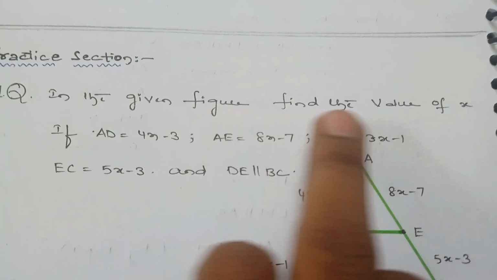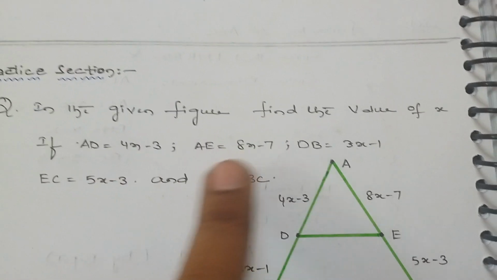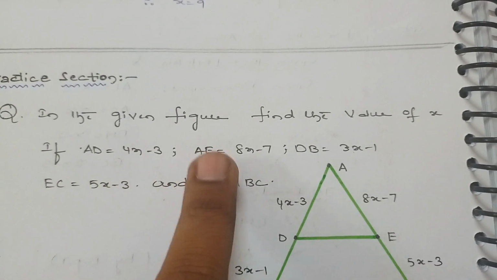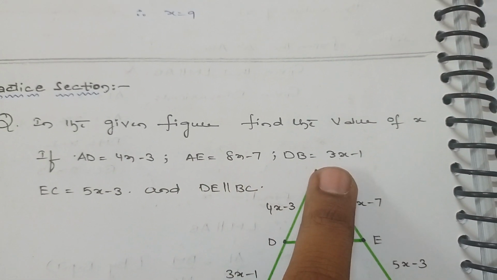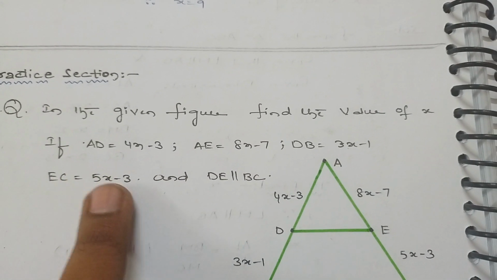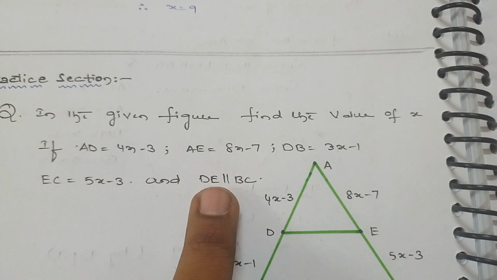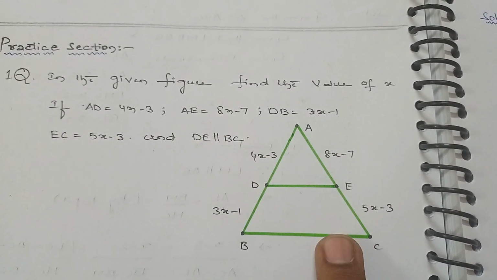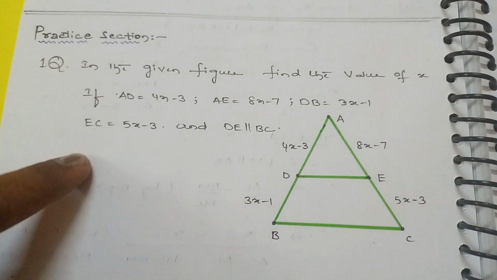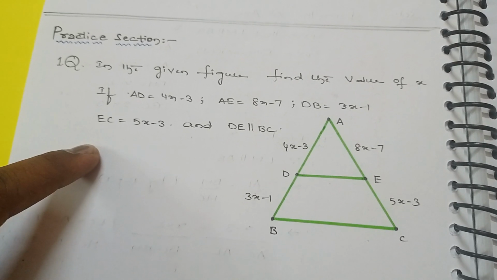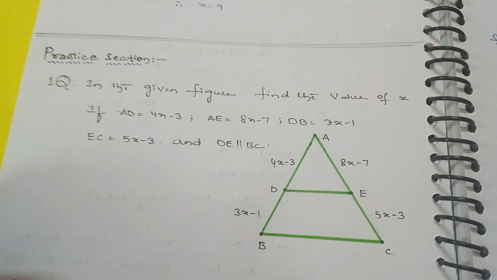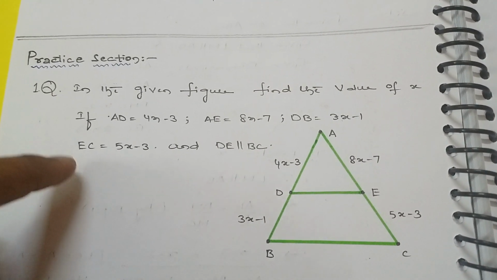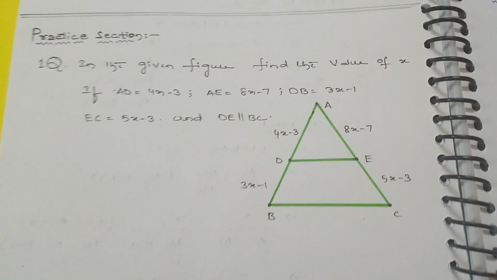In the given figure, find the value of x if AD equal to 4x minus 3, AE equal to 8x minus 7, DB equal to 3x minus 1, EC equal to 5x minus 3, and given that DE is parallel to BC. Draw a rough triangle and mention all the dimensions based on the BPT theorem, or you can go through the previous videos. Okay, you can solve in that way.